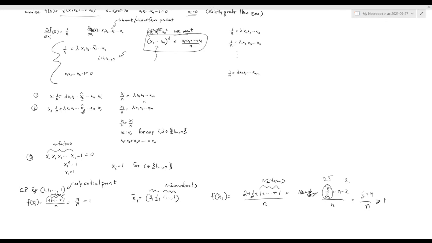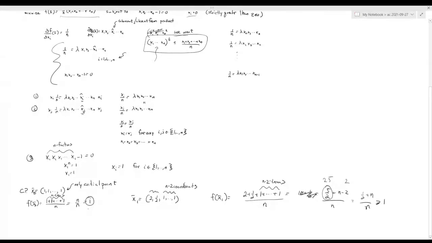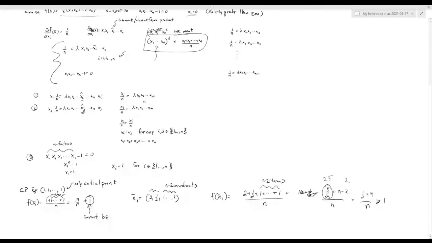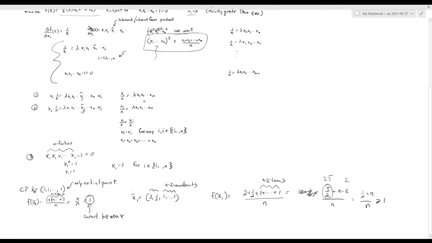But where our function has a larger value, f at x1 is greater than 1. So we know that the function cannot be attaining a maximum, because there are places where the function is bigger. Sorry, I gotta say it for the recording: it cannot be a maximum because we found a place where the function is bigger. So this must be a minimum, by process of elimination.